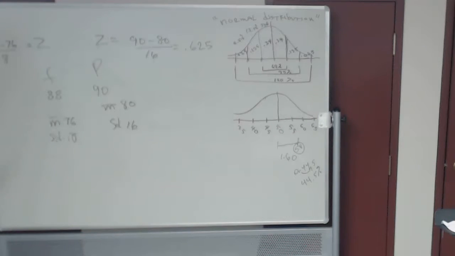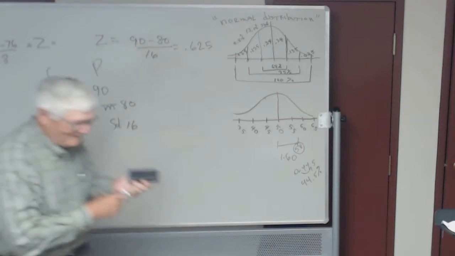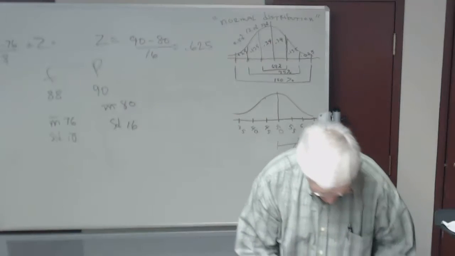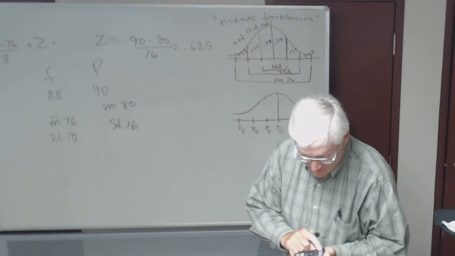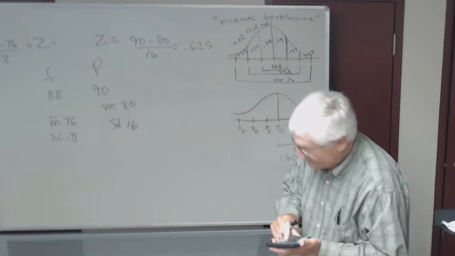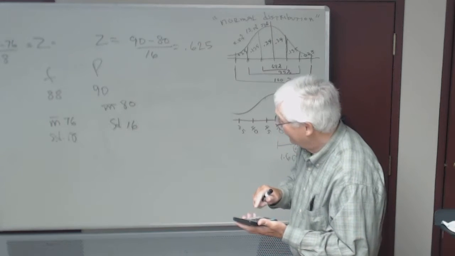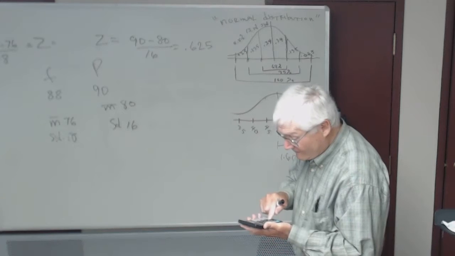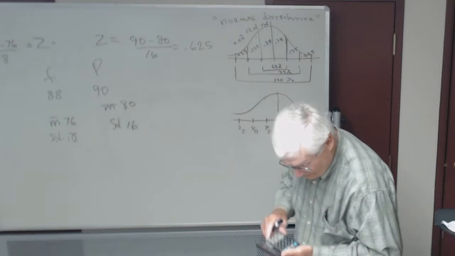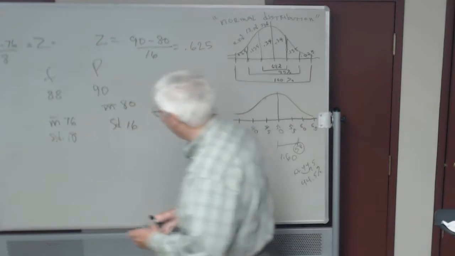Don't kill my joy. So what's 88 minus 76 divided by 18? I think I got 0.0. 88 minus 76 divided by 18 equals 0.6666. Is that what we got?